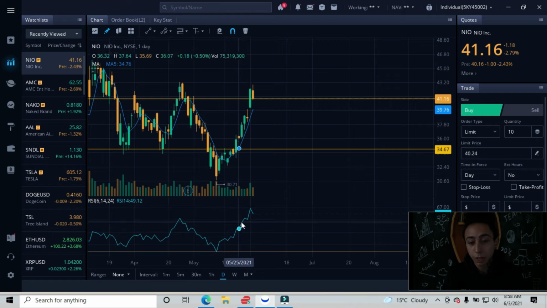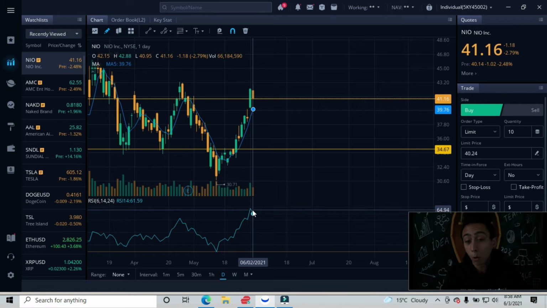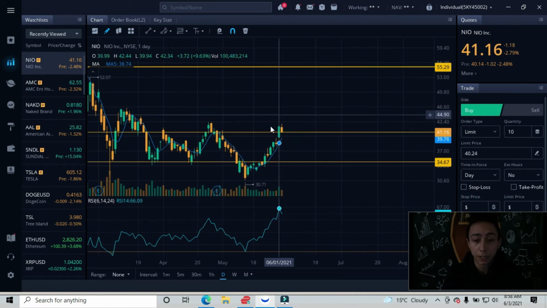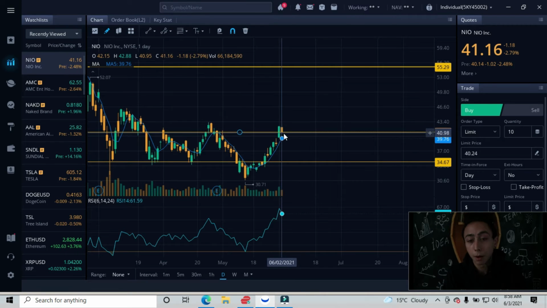The RSI, however, we do look like we are overextended. However, I was saying yesterday that if we did create this breakout over this minor resistance, we want to come up and come back down and retest it as a support. And again, look at this beautiful buy setup, you guys. We are literally resting right on this minor support. So this is another beautiful buy setup, just like Tesla. If you guys want to check out that video I just posted, go ahead and check that out.